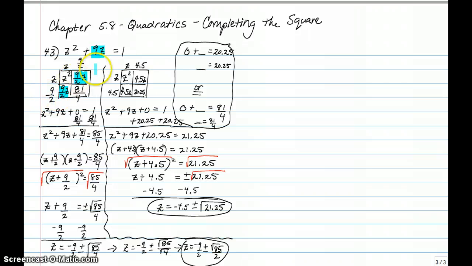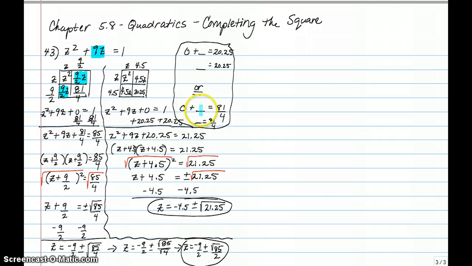Then you have to multiply 9 halves times 9 halves. 9 times 9, numerator is 81. 2 times 2 is 4, so 81 fourths. So what you want is z squared plus 9z, and then you want your perfect trinomial, which is 81 fourths. And right now you have 1 here, okay? And right now your third term is 0. So you have to say, how do I get a third term of 81 fourths? Well, you put 0 here, say 0 plus 81 fourths gives me 81 fourths.